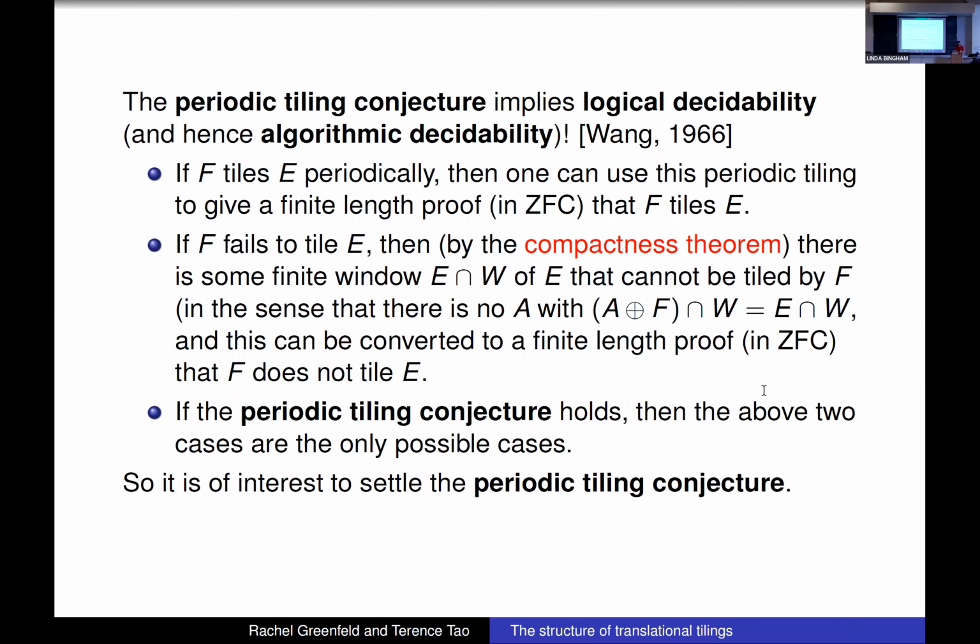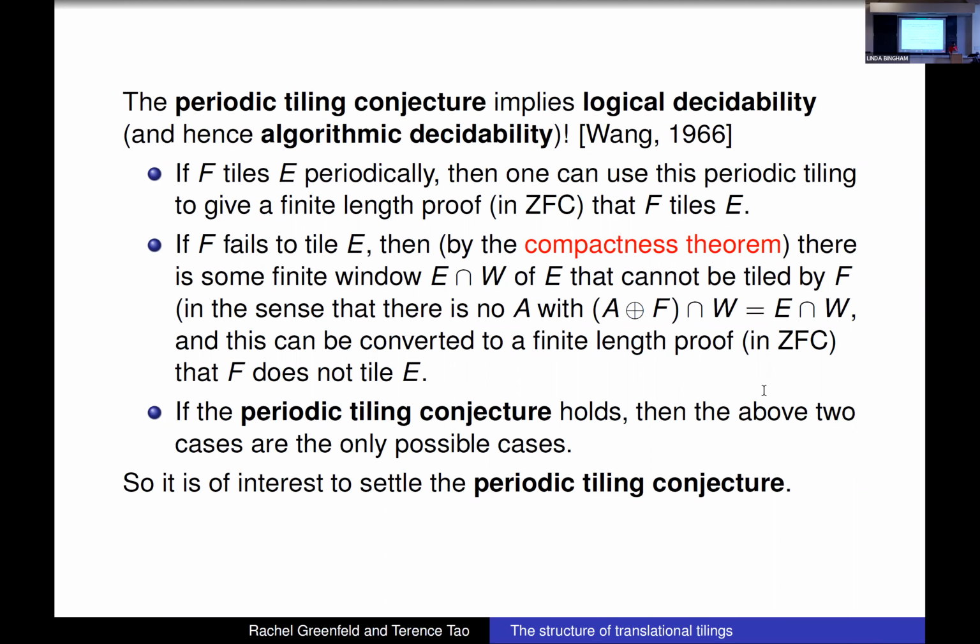So if you tile periodically, then the problem is decidable. If you can't tile at all, then the tiling problem is decidable. And the periodic tiling conjecture says that those are the only two cases. Either you can tile periodically or you can't tile at all. So the upshot of all this is that we really want to solve the periodic tiling conjecture, because this would answer all three of these previous questions in the positive.